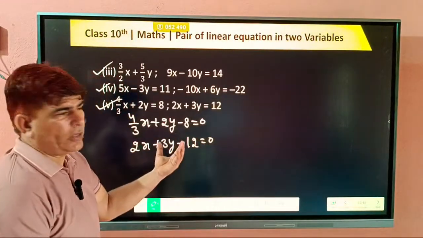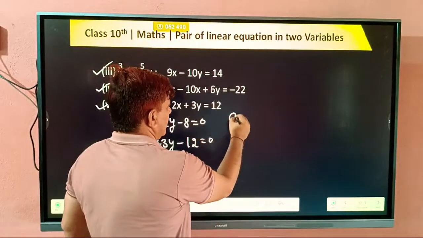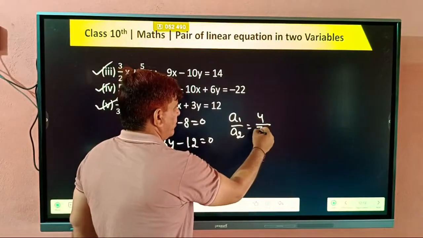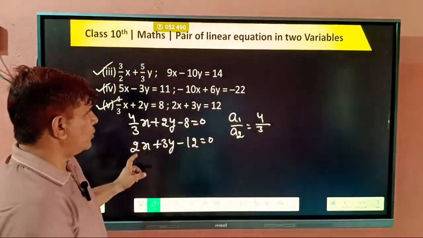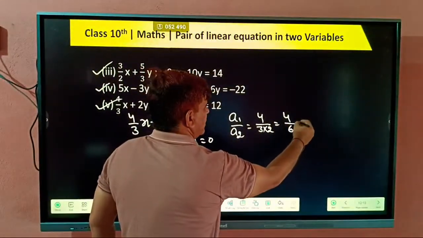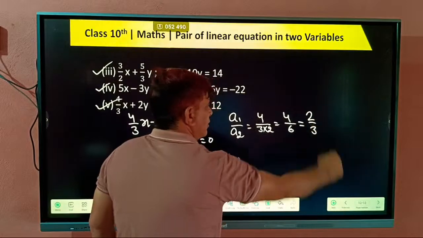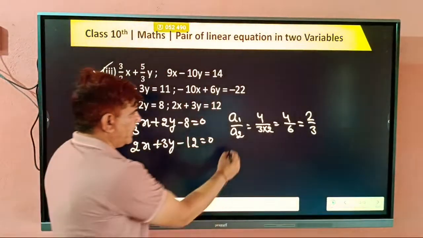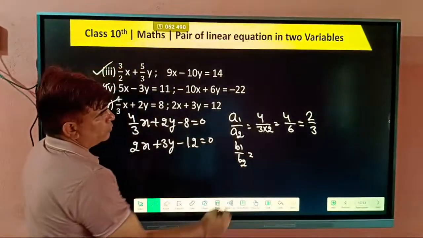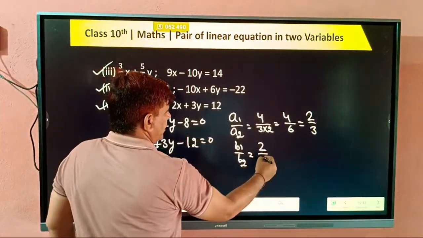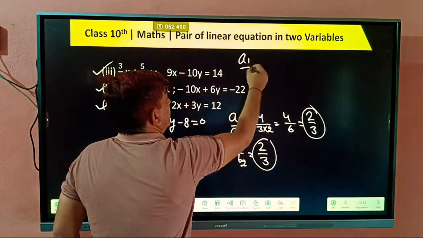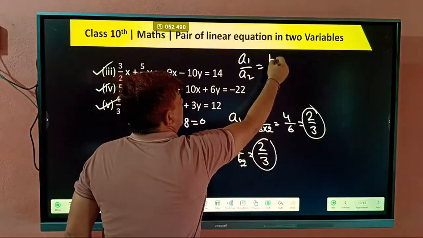Again I am finding directly, not writing it like this, A1 by A2. What's your A1? 4 by 3. A2 into 2, meaning 4 by 6, which is 2 by 3. Then find B1 by B2. B1 is 2 and B2 is 3. Are these equal? Yes, equal. So we can write A1 by A2 equal to B1 by B2.